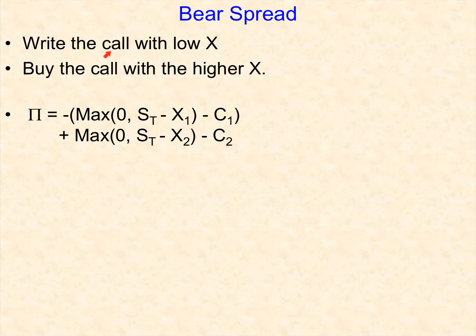In a bear spread, we will write the call with a lower exercise price and buy the call with a higher exercise price. We're writing the first option, so its quantity is negative 1 times its intrinsic value at expiration, the maximum of 0 or S minus X, less the premium we paid to buy the first option at time 0. Here's the profit on the second call. We're buying that call, so the quantity is positive 1, again times its intrinsic value minus the premium we paid at time 0 for that option.